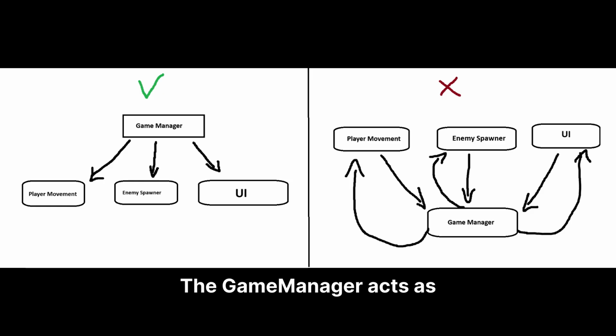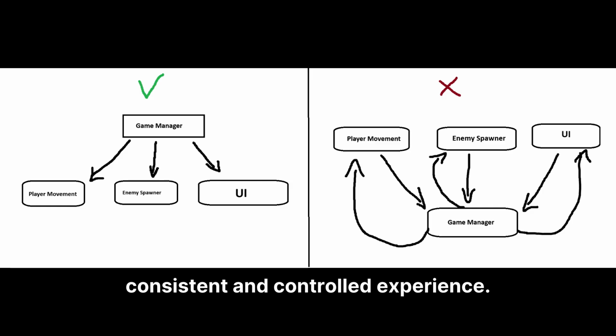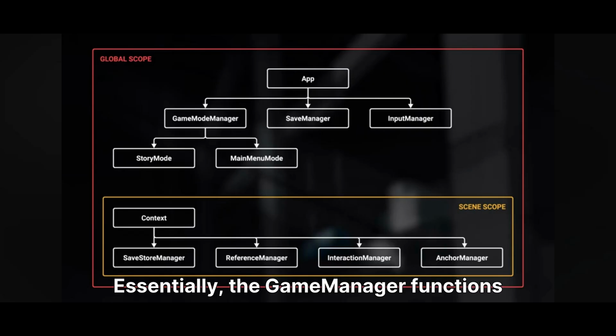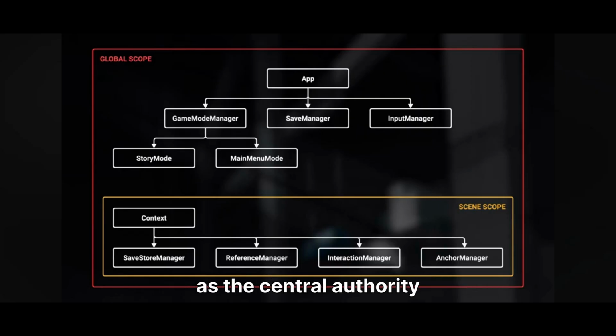The game manager acts as the primary orchestrator of the overall game flow. It manages critical game states, such as player scores, lives, and progression through levels, ensuring a consistent and controlled experience. Essentially, the game manager functions as the central authority for all game-specific data and events. Any other system needing core game information will query the game manager, making it the single, reliable source of truth.